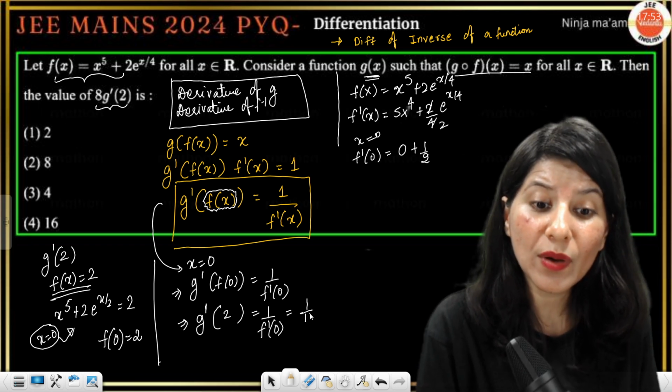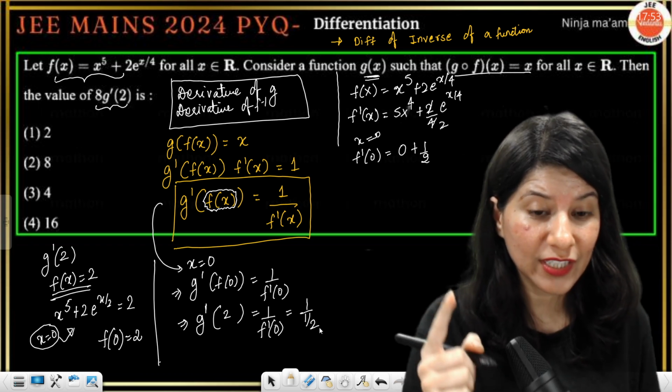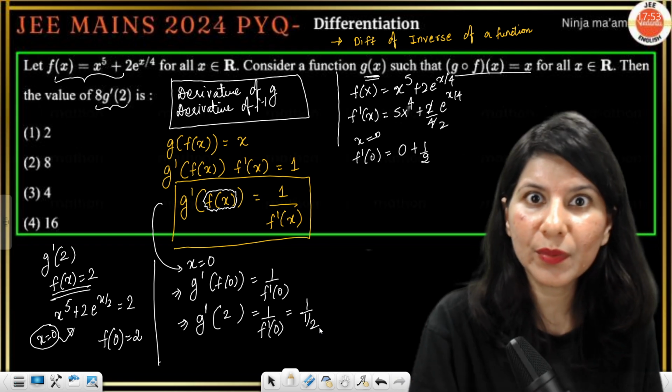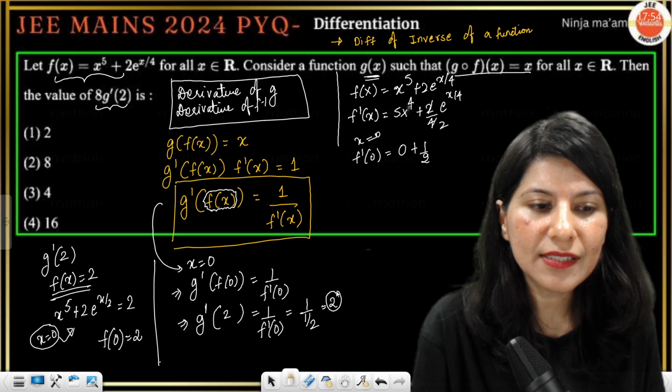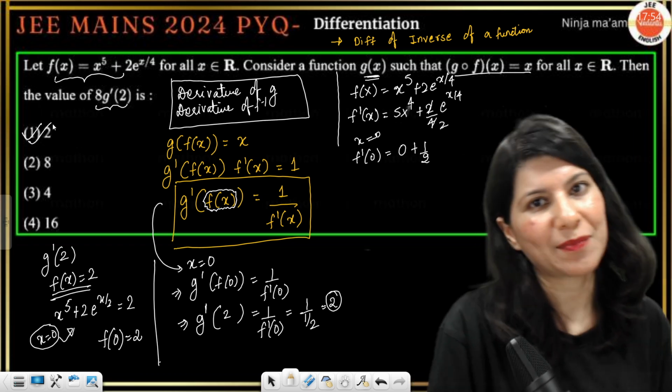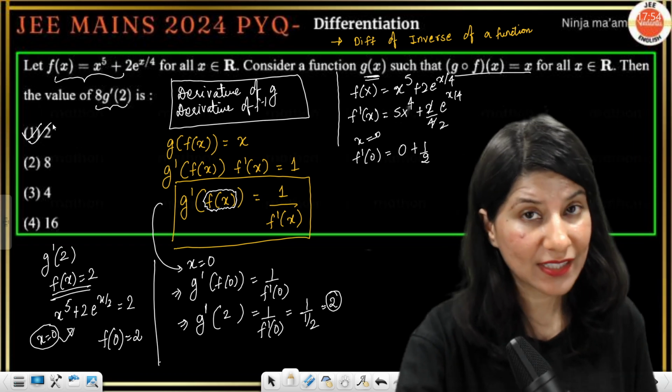So 1 upon 1 by 2. Be careful. Sometimes you will be going and taking 1 by 2. Don't do that. 1 upon 1 by 2, that is 2. Option A is absolutely right. I guess this is fine.